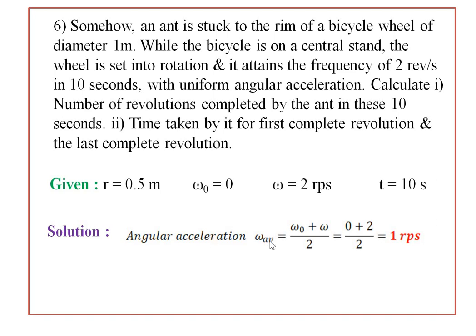average angular velocity ω average is nothing but ω0 plus ω divided by 2. Putting the values 0 and 2, we get ω average equal to 0 plus 2 divided by 2, which is nothing but 1 revolution per second. As we know the angular displacement formula, θ is equal to ω average times t, which is 1 into 10, which is nothing but 10 revolutions. Let's see the simplest form of this problem.